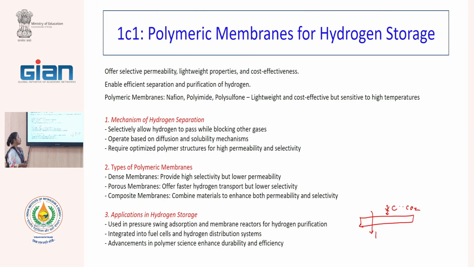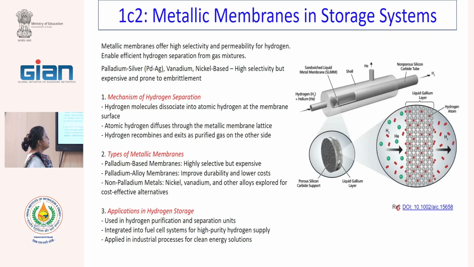But again, what type of polymer or membrane material you are using is important for optimizing the material or the operating condition of your system. Now let us see what form the metallic membranes offer. In the previous slide I was talking a little bit about the polymeric membrane. In the metallic membrane, what does it look like?